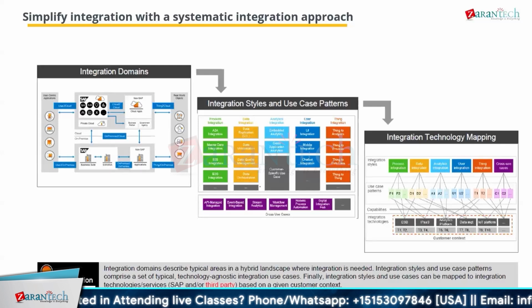And integration styles would be maybe data integration, process integration, analytical integration, or user integration. When these integrations come into the picture, they are called integration styles, and we work out the use case patterns. Then integration technology mapping, as I told you, is used specifically in B2B: which field needs to be connected to which field.